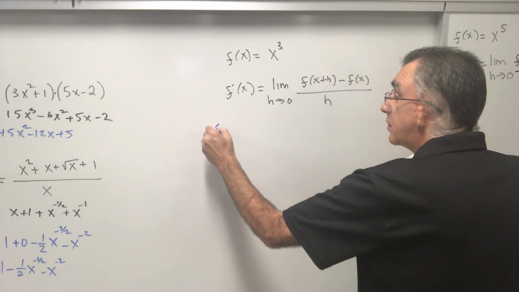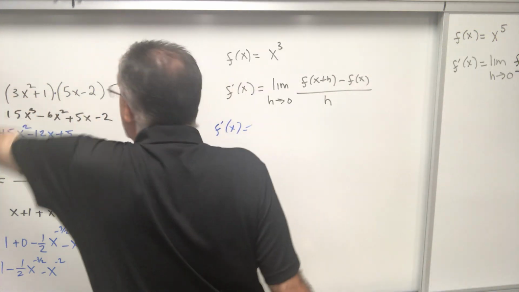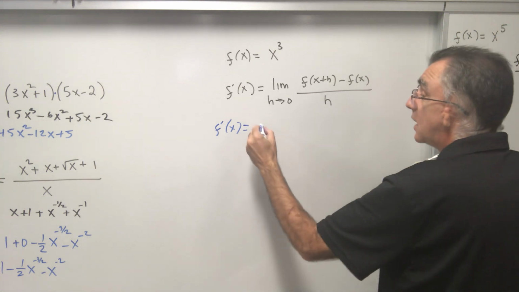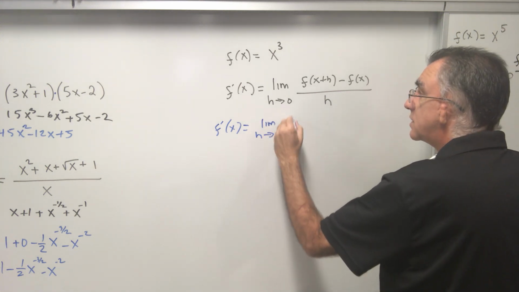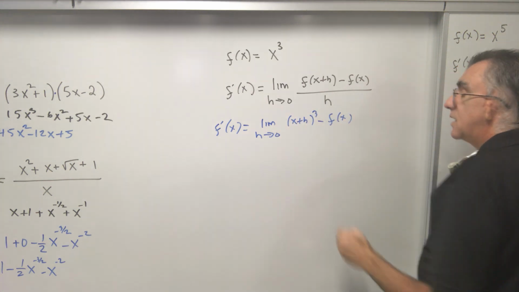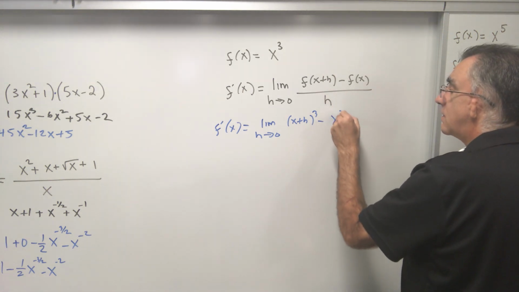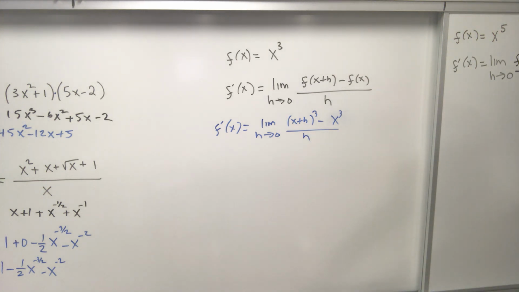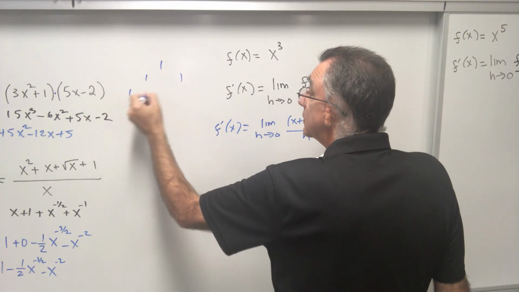So the derivative, let's just pick x to the third for right now. That's kind of like x to the n. So I get the limit as h goes to 0 of (x plus h) to the third minus f of x, which is x to the third, over h. Okay, now we have to FOIL that out. Now I'm going to use Pascal's triangle to do that.